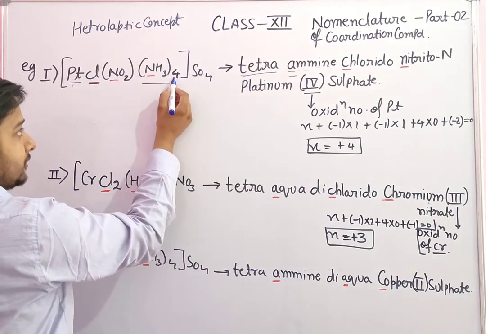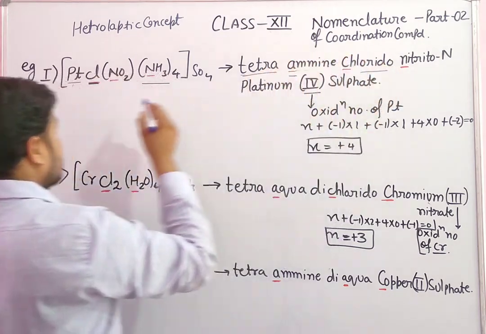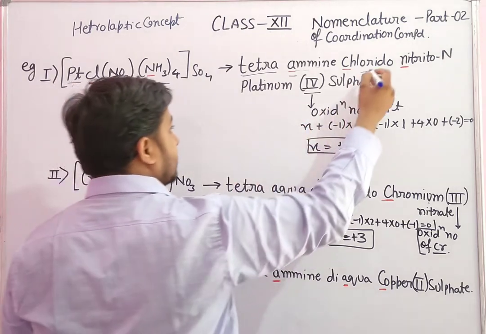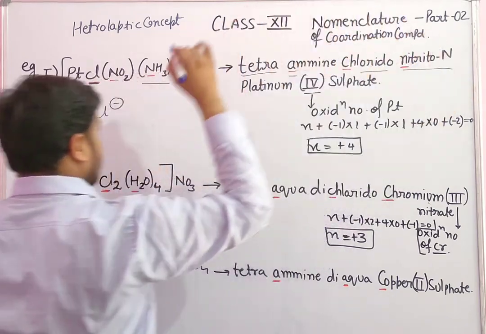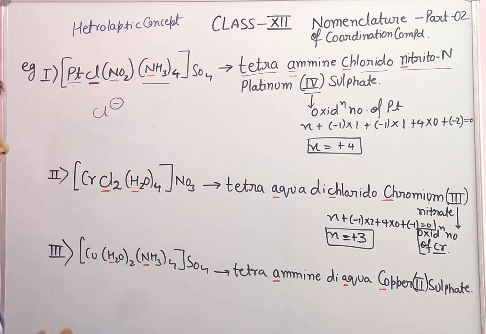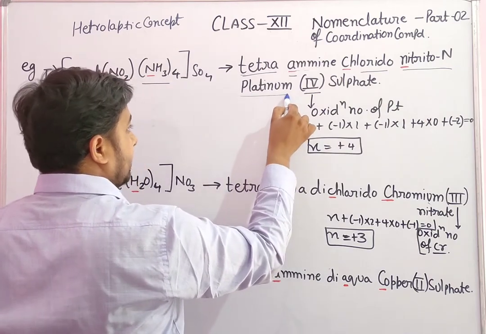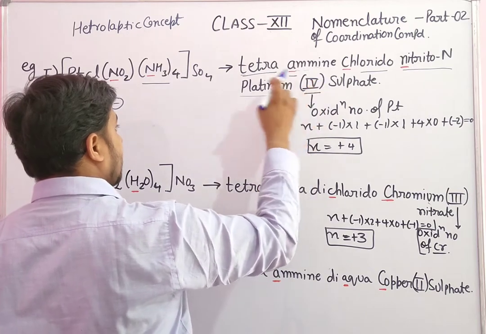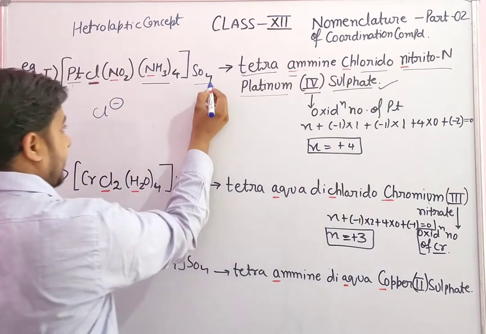Now, in the case of tetraamine, tetra is used for the 4 NH3. Tetraamine chlorido, because this chlorine is behaving like a negatively charged species, so we will use chlorido here. Tetraamine chlorido, nitrito N. N indicates this nitrogen is the donor species of this NO2. Then tetraamine chlorido, nitrito N, platinum, the name of the central metal atom. Then in Roman numerals we will write the oxidation number of the central metal atom, and then at last the counter ion, that is sulfate.